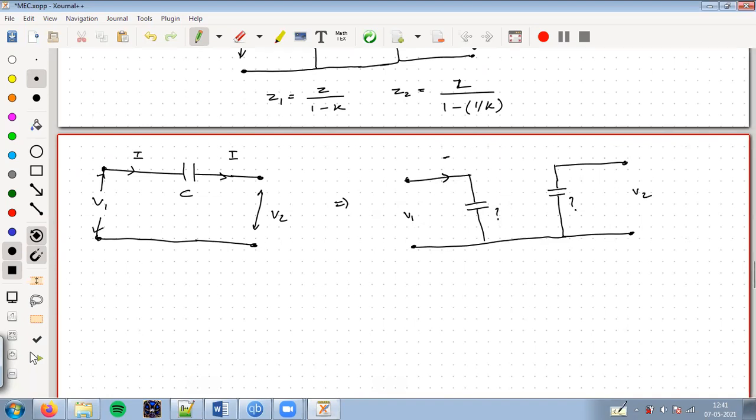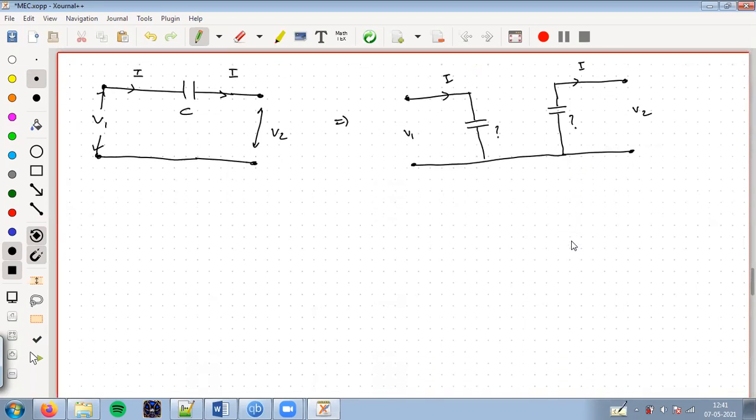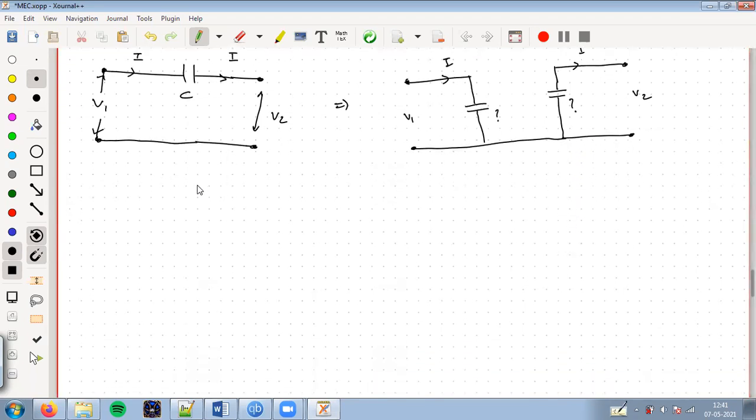This I will call as I, this is also I. So if I call this Z1, this is Z. I have to find Z1 and Z2 in terms of capacitance C. So Z1 here is Z divided by 1 minus K, which we already proved earlier.